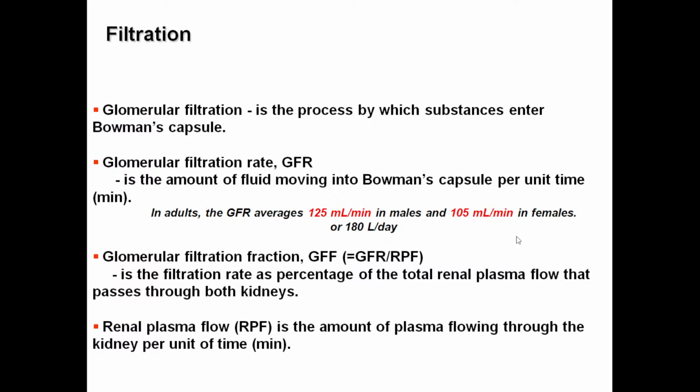So glomerular filtration fraction, that's another definition which you need to know, and it could be seen as the ratio of glomerular filtration rate to the renal plasma flow. And renal plasma flow is the amount of plasma flowing through the kidney per unit time. Usually it's taken per minute. And glomerular filtration fraction is the filtration rate as the percentage of total renal plasma flow that passes through both kidneys. So these are the parameters that will usually be determined in clinical practice to assess the functions of the kidney.